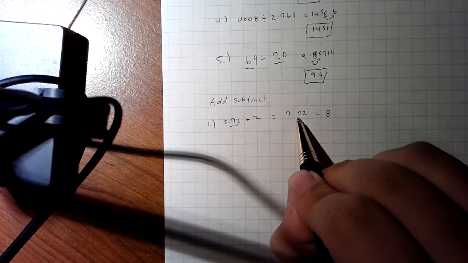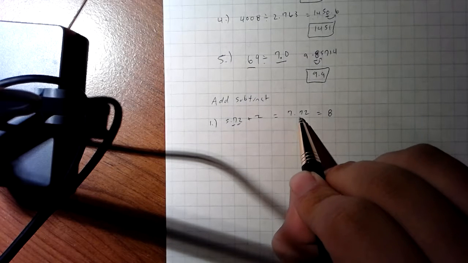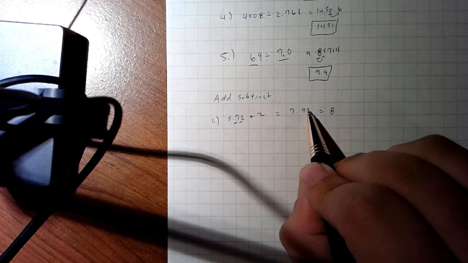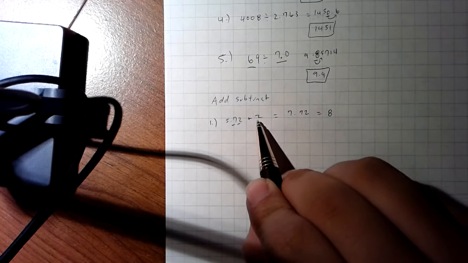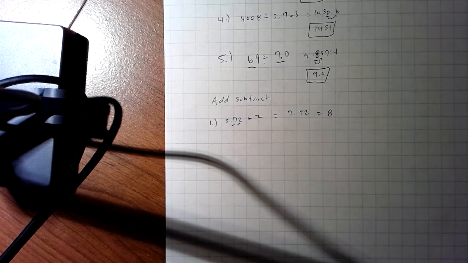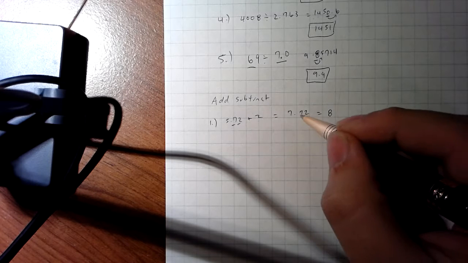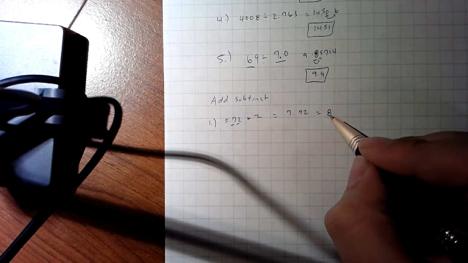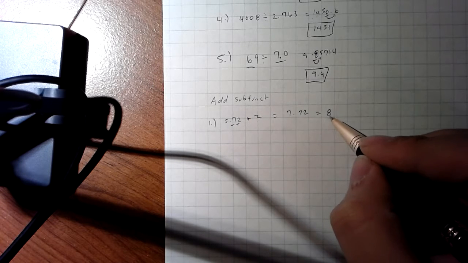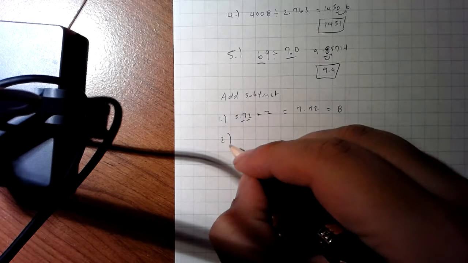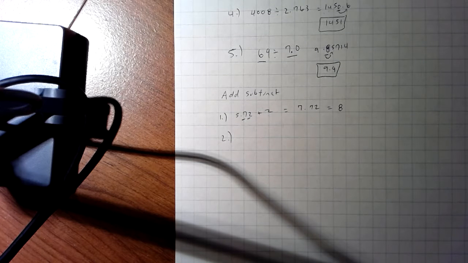So the answer normally in a regular math class would be 7.72. That would be more precise than the number 2, which is not a convention that's followed. So that's why we have to round it to the least precise number. So we get 8 here. I'm sorry, rounded to the least number of decimal place values.